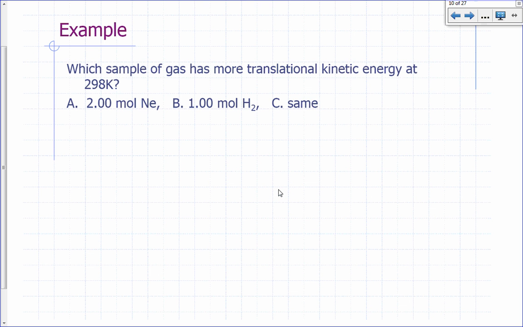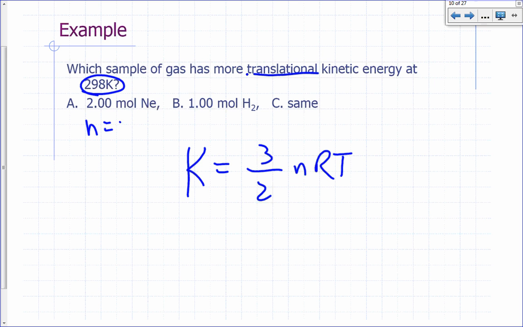So which sample of gas has more translational kinetic energy at 298 Kelvin? 2 moles of neon, 1 mole of H2, or is it the same for both? Let's see. What's the formula for translational kinetic energy? It's 3/2 nRT, right? We're just dealing with translational kinetic energy here. So same temperature. This is n equals 2. This is n equals 1. So which one has more translational kinetic energy?